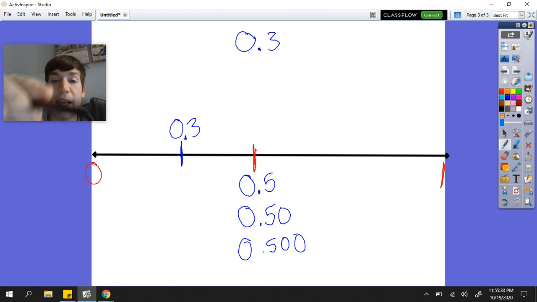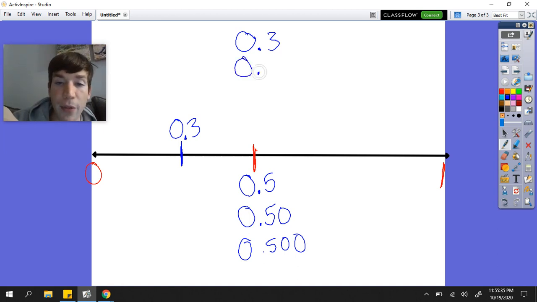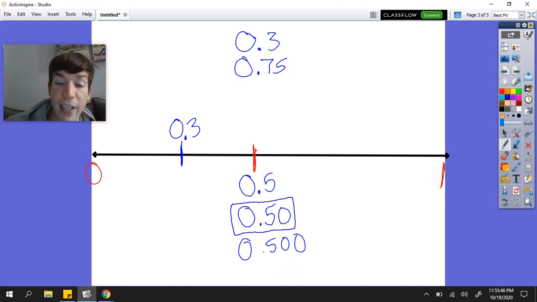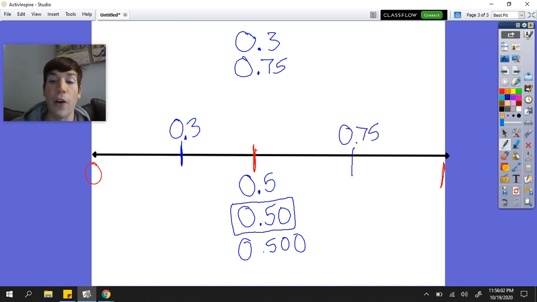On the other side, if I were to say something like this, I would read this number as 0 and 75 hundredths. I look here in the center and I can see, well, 50 hundredths are half. That means 75 hundredths must be more than half. So we know it's going to fall between half and a whole. And actually, 75 falls directly in between 50 and 100. So we would say 75 hundredths falls here.